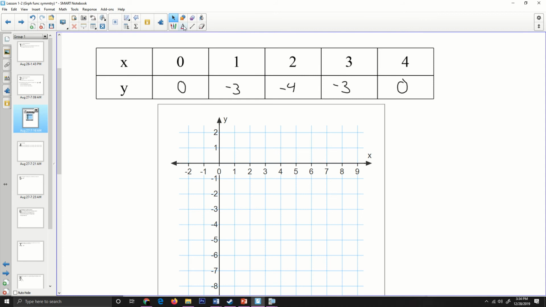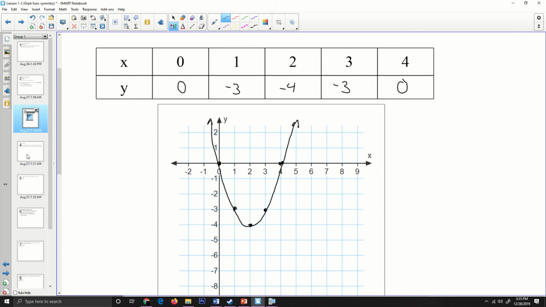Okay, there we go. So now if we plot these points, at 0 I have 0, at 1 I have negative 3, at 2 I have negative 4, at 3 I have negative 3, and then at 4 I have 0. We have this graph. And now I want to connect the dots with a continuous curve. And if you remember from your Algebra 2, you will see that this is a parabola, and we have indeed graphed those points.